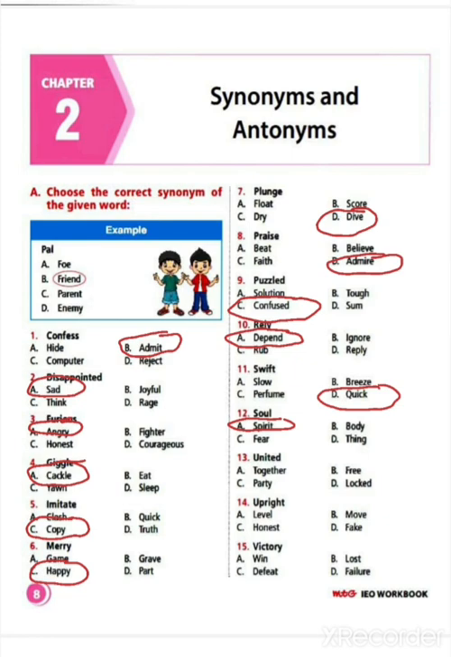Next is number 13 and the word is united. Your options for synonyms are together, free, party, locked. So united means together. So here again A, together, becomes the synonym. Number 14, the word is upright and your options are level, move, honest, fake.